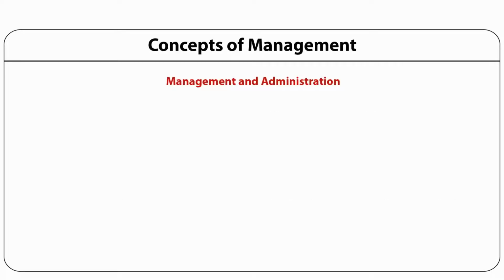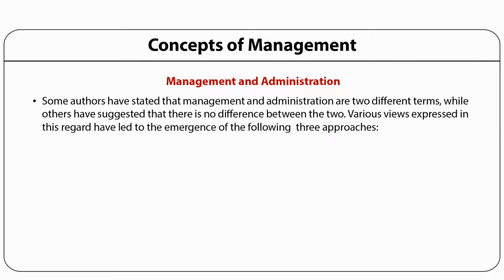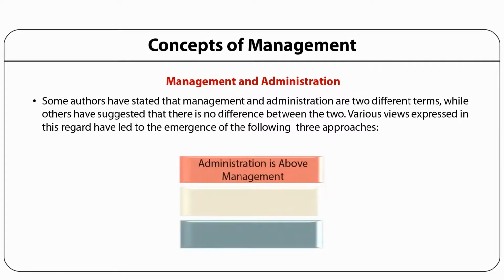Management and administration. Some authors have stated that management and administration are two different terms, while others have suggested that there is no difference between the two. Various views expressed in this regard have led to the emergence of the following three approaches. One, administration is above management. Some classical thinkers like Oliver Sheldon are of the view that administration relates to policy formation and management relates to policy execution, and as such these two activities are not the same. But Henri Fayol says that the entire management functions never distinguish between management and administration.